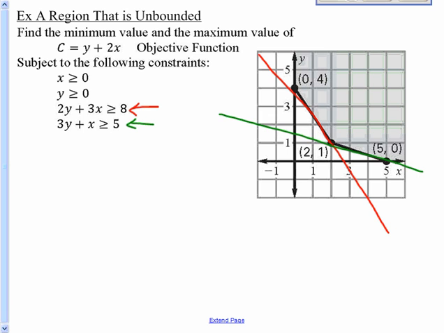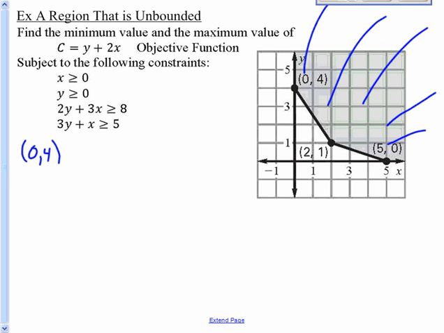Okay. So you notice that we have the vertices labeled there, 0, 4. These are the ones we're going to check. And then this is an unbounded region. You see how it just kind of keeps going out. There's no boundary to that there. So we need to be careful when we state our min or max. Do we have a min or max? And so on. So we check each of these first, and then we'll discuss the other here.